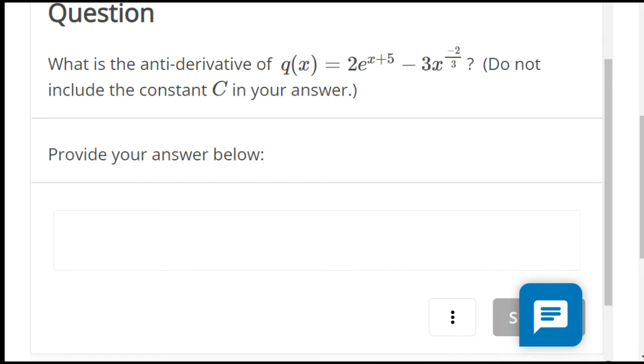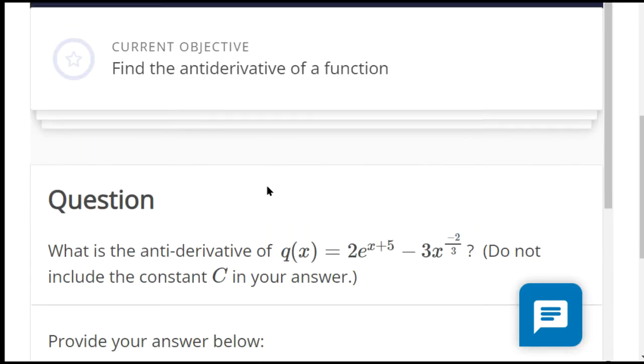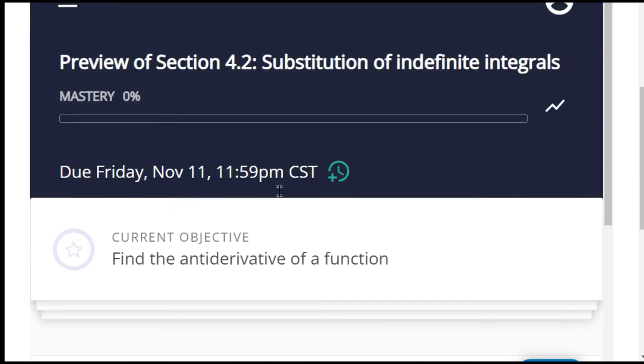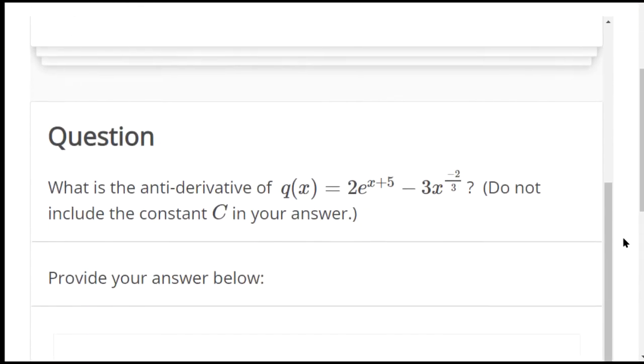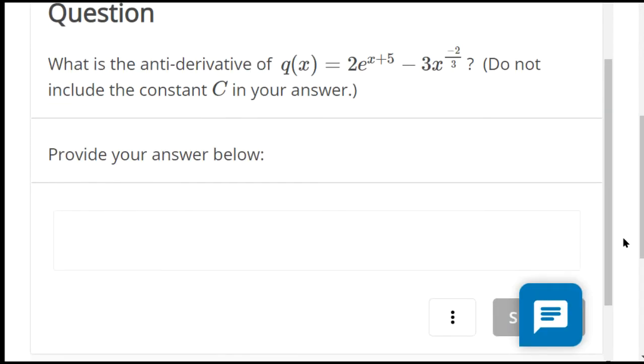In this next homework, which is 4.2, it's named substitution. And substitution's very handy, but I don't really see a substitution to do on problems like this. So they want to know the antiderivative of this function.